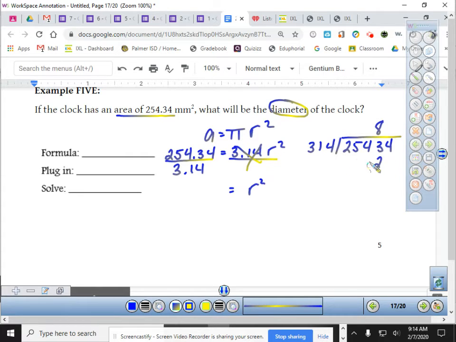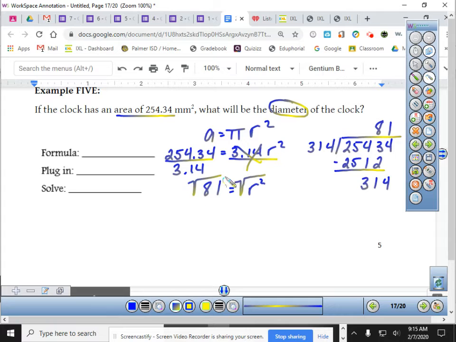That's a 2. You will learn what these are, like times 5 things. You'll learn. 81. Then here you got 1, you bring down the 4, 314 to 314. So I got 81. Now we gotta find the square root.